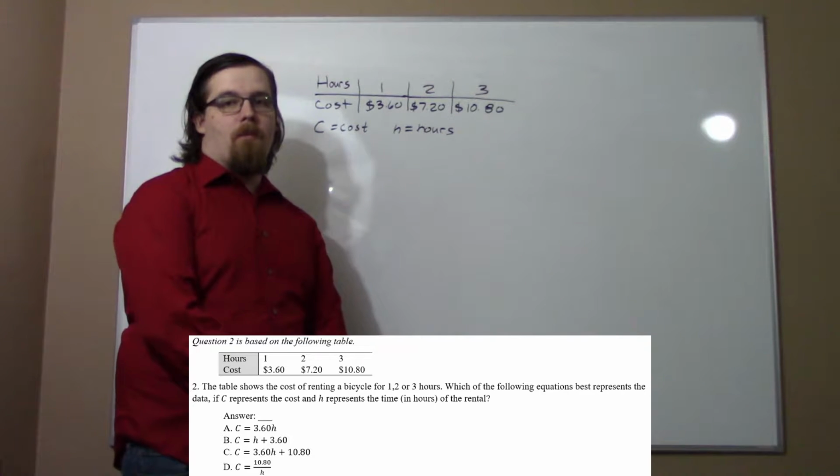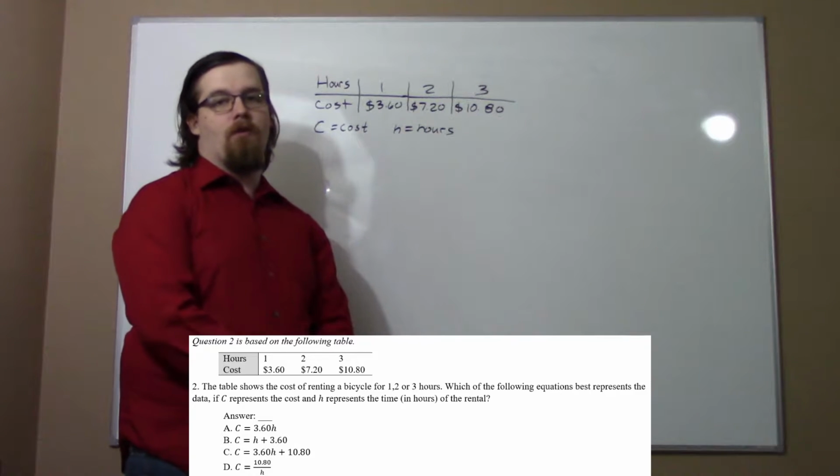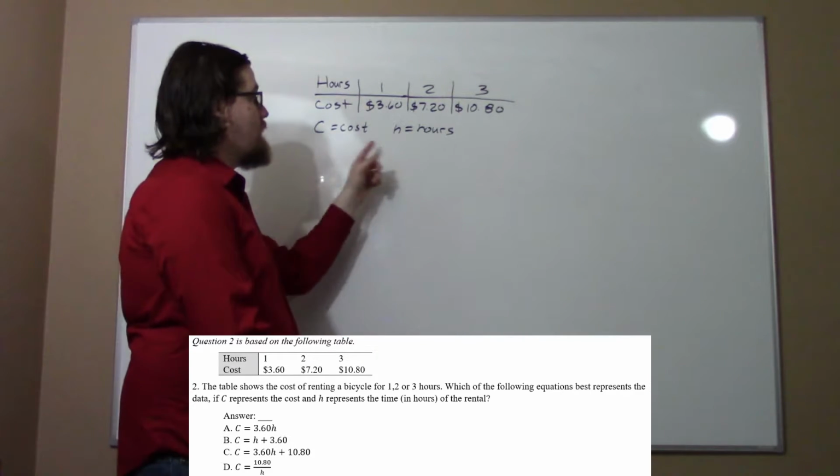Test 1, Question 2. The table shows the cost of renting a bicycle for 1, 2, or 3 hours. Which of the following equations best represents the data if C represents the cost and H represents the time in hours of the rental? Alright, so for this problem, we're given a table and we're given two variables, and we need to define a function relating these two variables.